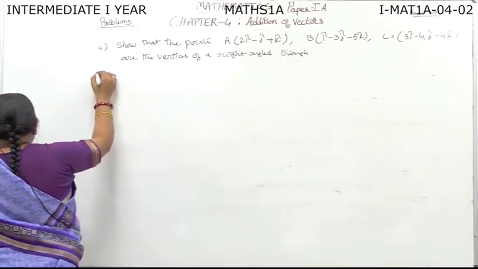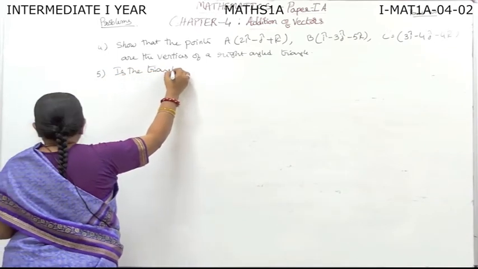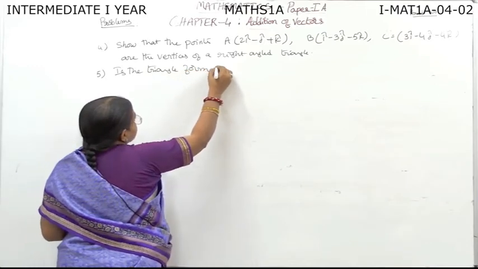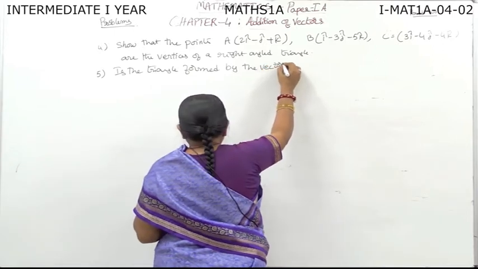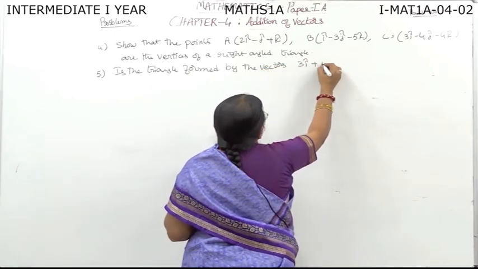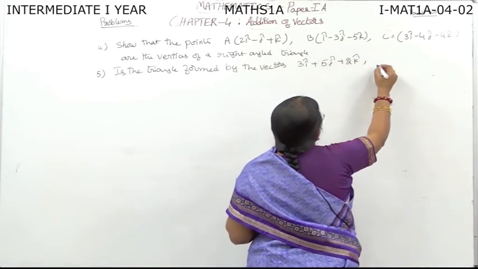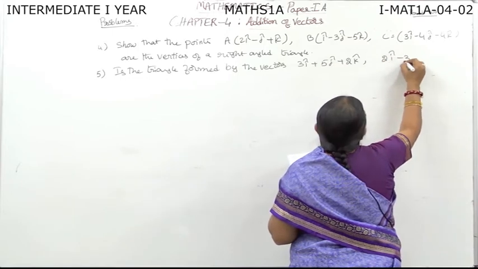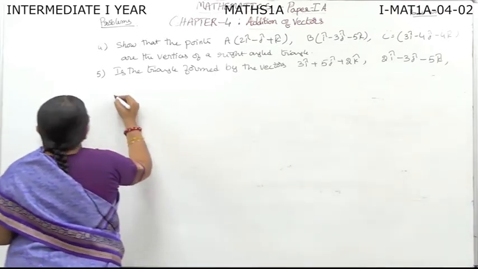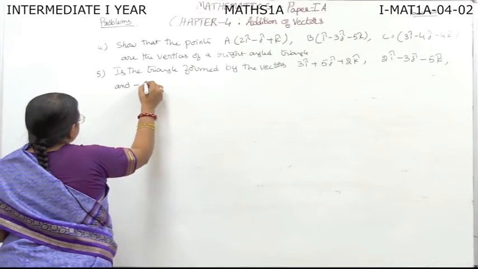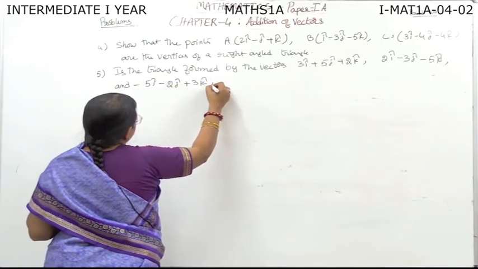Now the next problem is: show that the triangle formed by the vectors 3i plus 5j plus 2k, 2i minus 3j minus 5k, and minus 5i minus 2j plus 3k is equilateral.